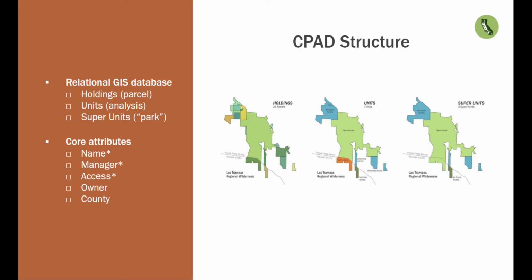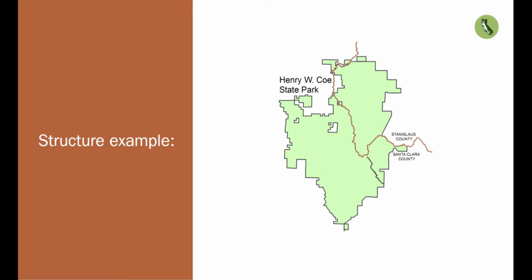This holdings, units, and superunits relationship is really important for how CPAD works, and it gives us a great deal of analytical strength, as well as makes it easier to track over time. Let's take a look at an example. Here's Henrico State Park, which is in Santa Clara County and Stanislaus County.